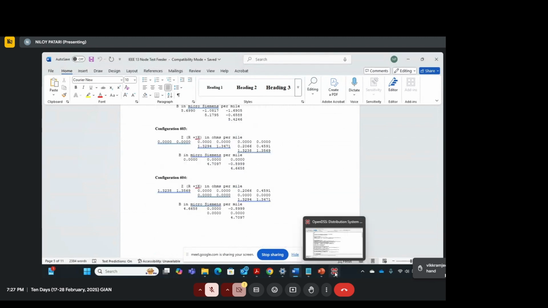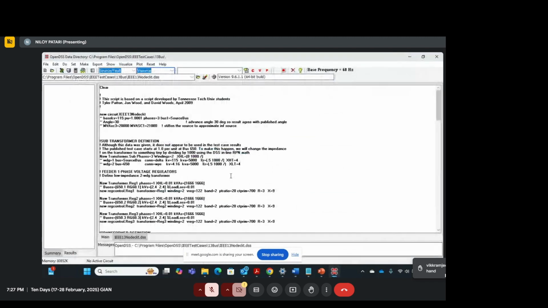So now if I go to OpenDSS, you have this in OpenDSS. Firstly, this circuit is defined, right? In the new circuit, it's named IEEE 13 node circuit, but you can write it as IEEE 13 node bus circuit or something else. It doesn't matter. And there is this source bus.